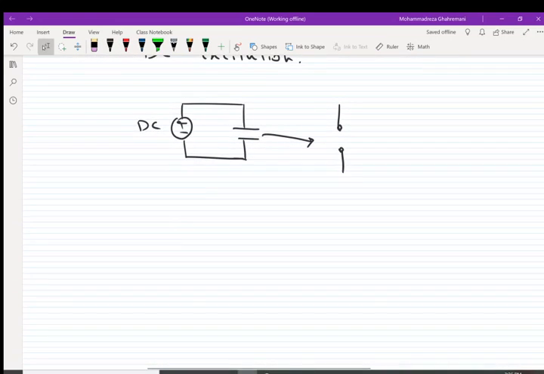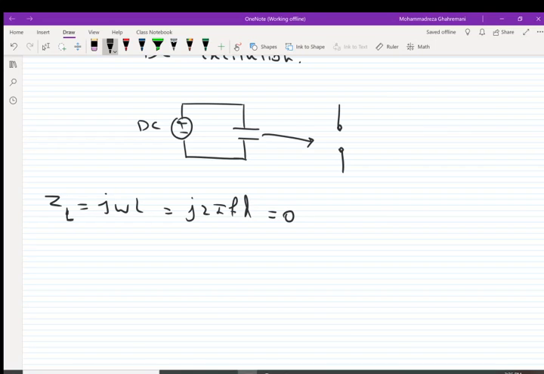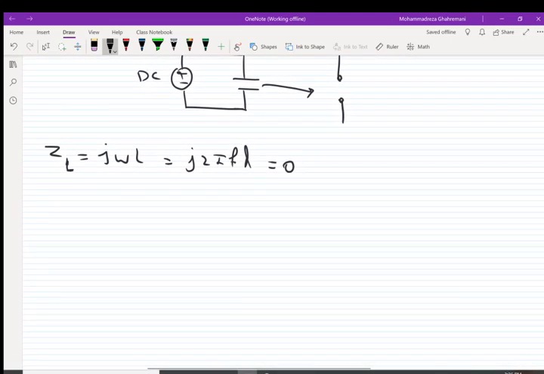Okay, what about the inductor? Z_L, we know, is equal to j omega L or j 2 pi f L, and if f or omega is 0, Z_L is equal to 0. What does it mean? It means that an inductor acts like a short circuit.